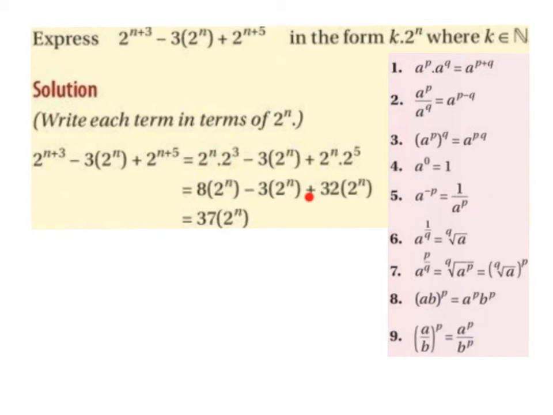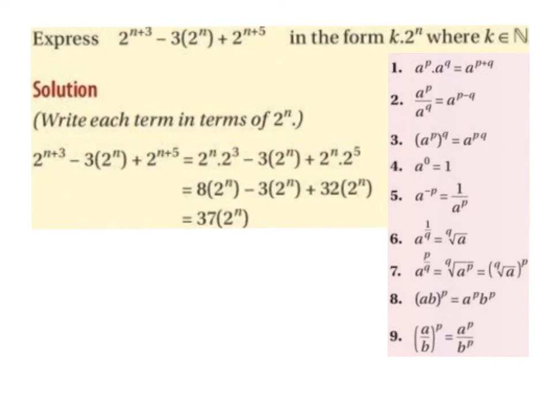Okay, so then our next step, we're just going to simplify. 2^n we can't simplify, but 2^3 will give us 8. And this dot means multiply, so we're going to bring the 8 in front of the bracket. Minus 3 times 2^n stays as minus 3 times 2^n. And then again we're going to simplify this. 2^n can't be simplified, but 2^5 will give us 32. So we bring the 32 in front of the bracket.